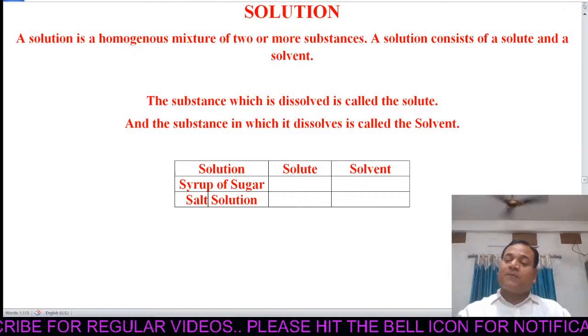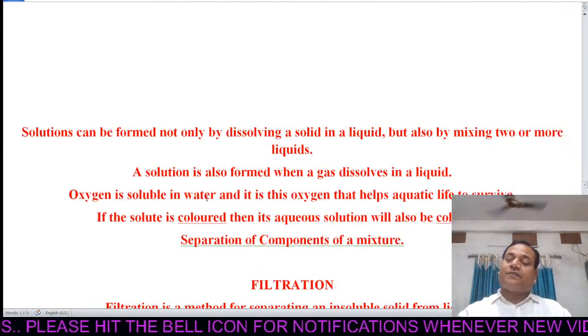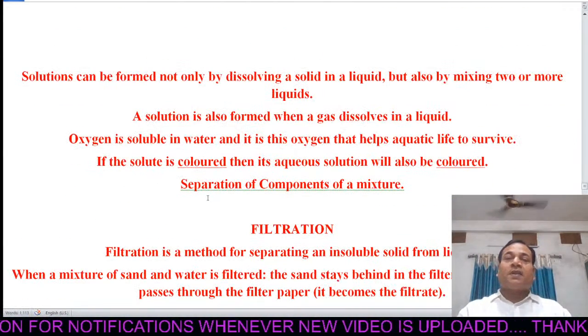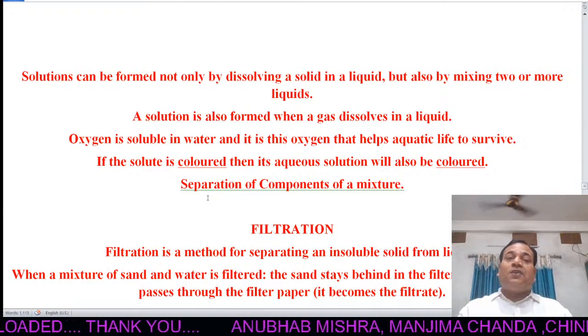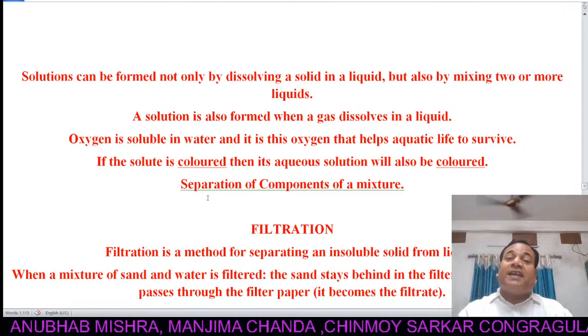आइए आगे बढ़ते हैं। See here, solution can be formed not only by dissolving a solid in a liquid.